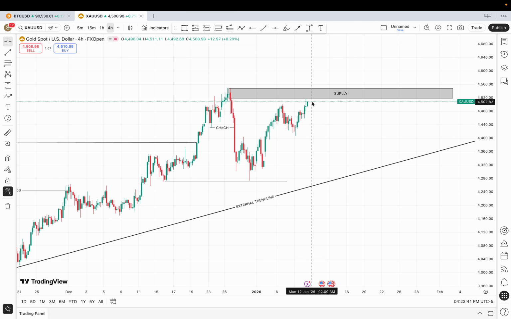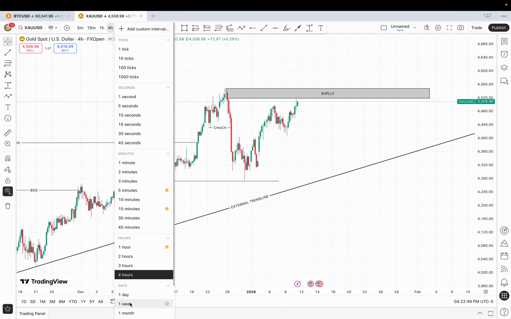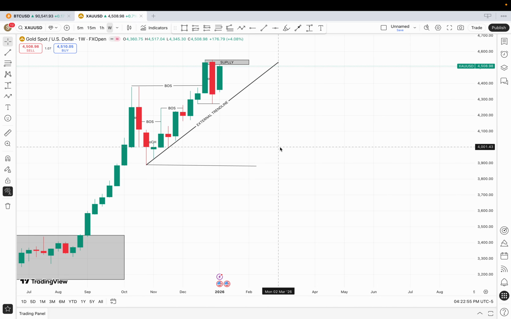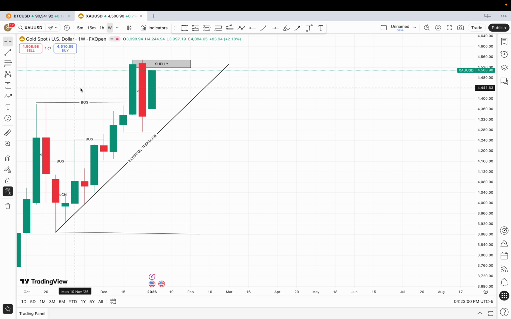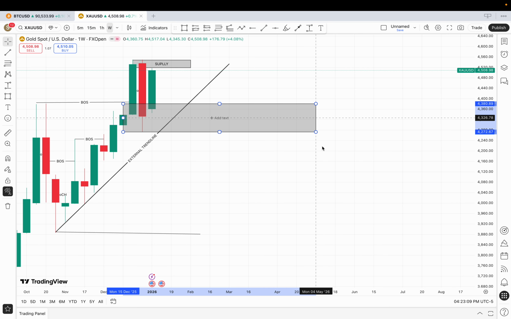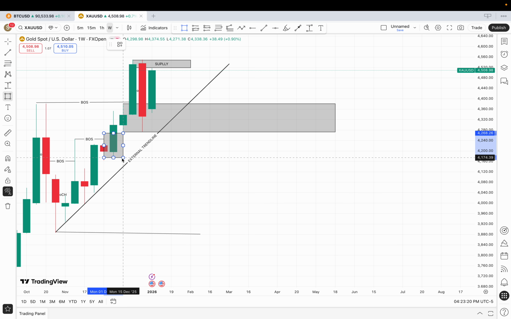we should expect the market to come here and tap into our supply. So if you look at the weekly time frame, there were equal lows and equal highs. So now what the market did was that last week or last 2 weeks, there was a demand right here. So after it came back to retest the demand, and then we went up. And now there is another demand right here on the weekly time frame.